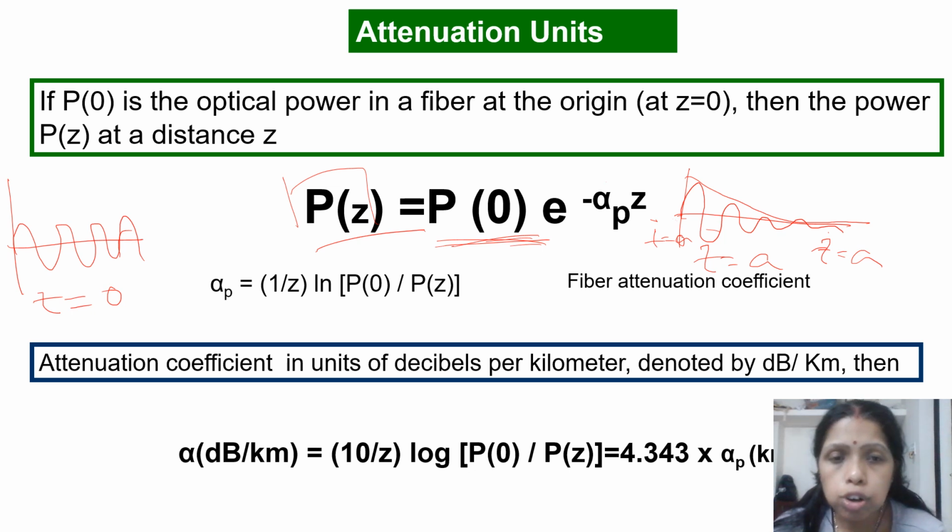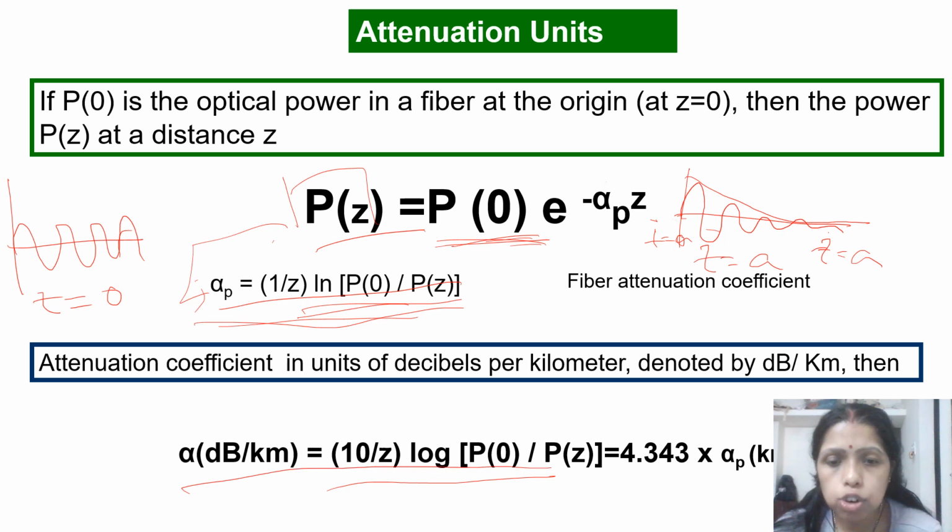If you do some substitution, you will get this equation: alpha p = 1 by z ln (P naught by P z). This is in the form of ln. If you want it in the form of log, you will get alpha = 10 by z log (P naught by P z). What is the unit of the attenuation? This is dB per kilometer. Attenuation is one of the parameters for an optical fiber, so you need to define it as dB per kilometer. Alpha in dB per kilometer is the loss happening per kilometer.